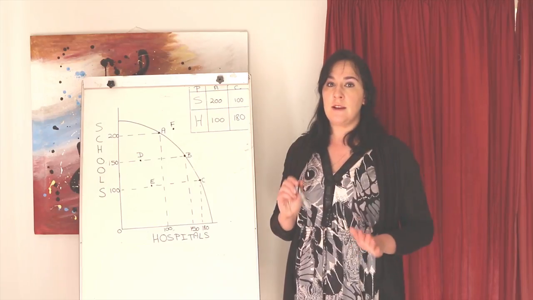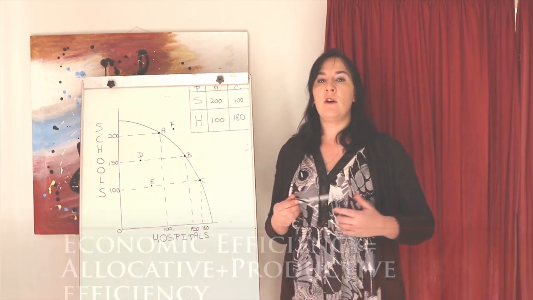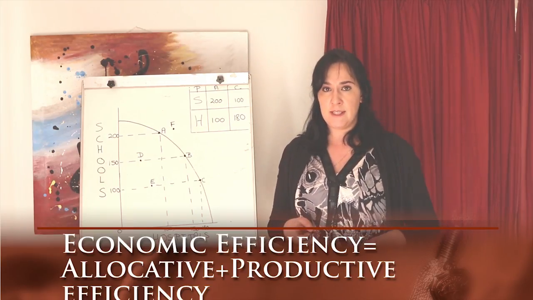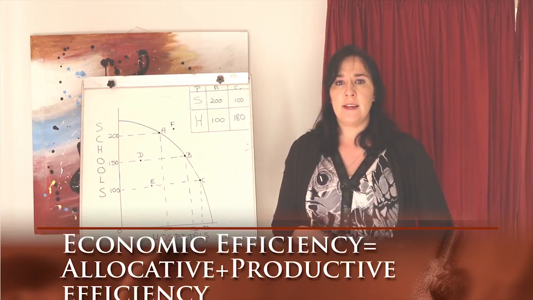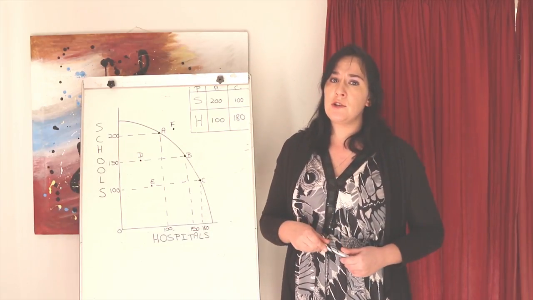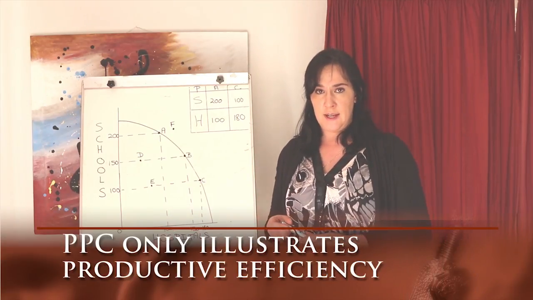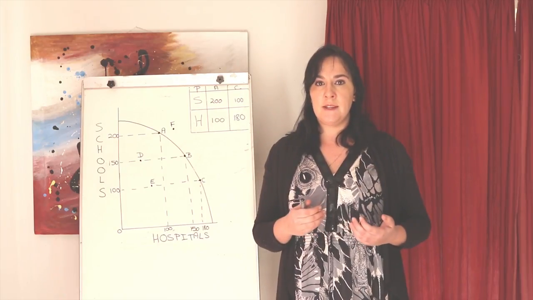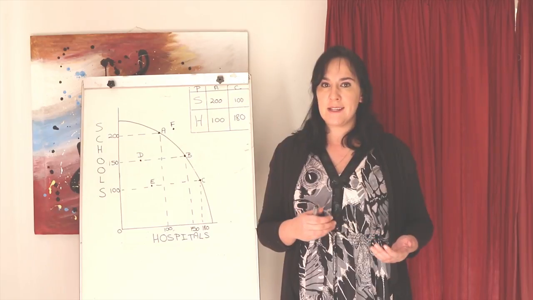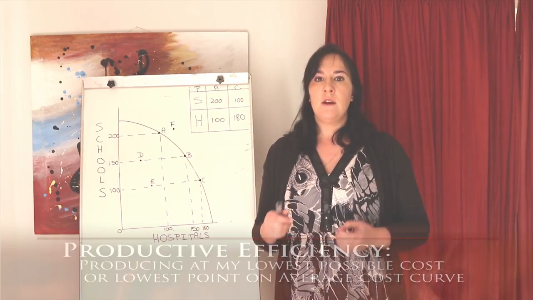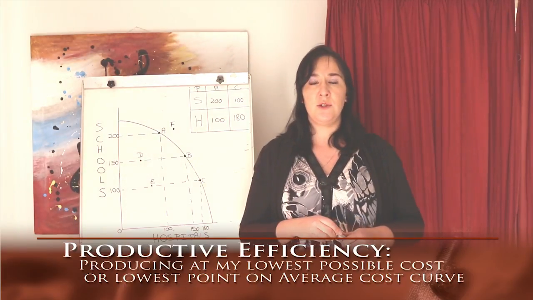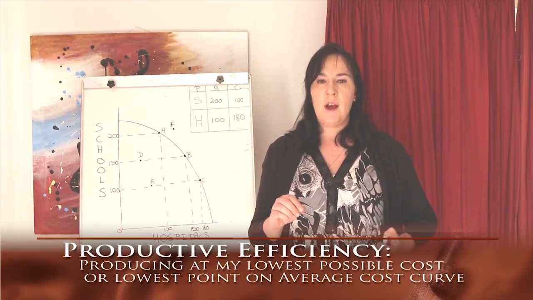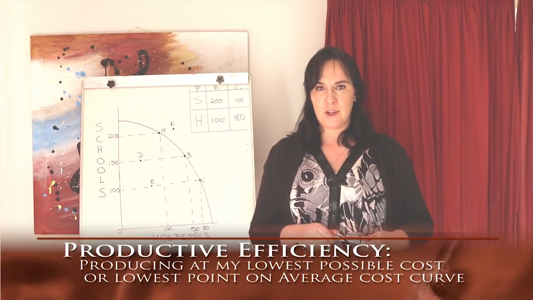The last thing that the PPC curve illustrates is economic efficiency. I spoke about allocative and productive efficiency previously. In this case, the PPC curve only illustrates productive efficiency. To go back, economic efficiency means that I have productive plus allocative efficiency. Productive efficiency has to do with producing at my lowest possible costs, or my lowest point on my average cost curve.